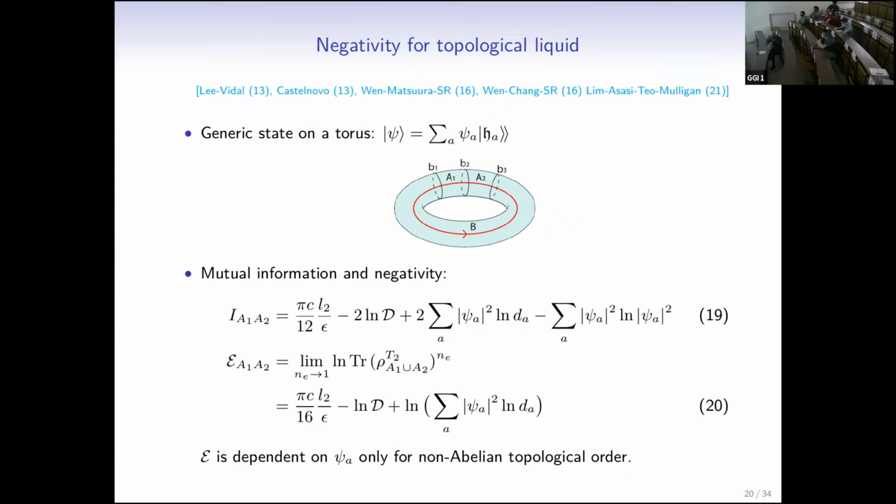Yes, that's right. We don't know the superposition precisely. So here I just take some unknown coefficients and study how they affect the mutual information and negativity. But you're asking, is there a way to determine psi? That's a good question. Your result clearly depends on psi A. Right, it depends on psi A. You could have prepared the state in some arbitrary linear combination of the degenerate states on the torus. In principle, we get some linear superposition.